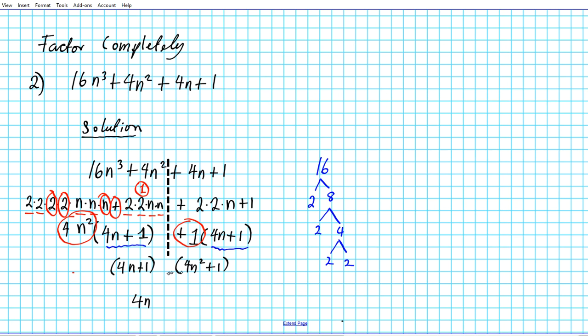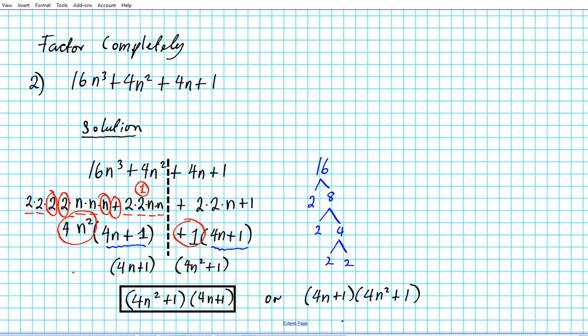So your final answer is 4n plus 1 times 4n squared plus 1. You can write this product of factors in any order that you like. I can say 4n plus 1 times 4n squared plus 1, or you can write it like 4n squared plus 1 times 4n plus 1. Remember, multiplication commutes. The order of your multiplication or product of factors does not really matter. Okay, so that's the answer to question number 2 of our EOC practice test, level 2 factorization.